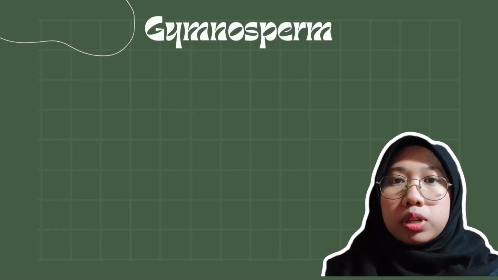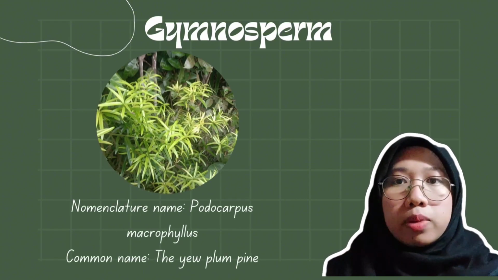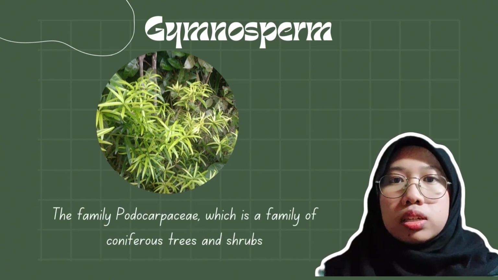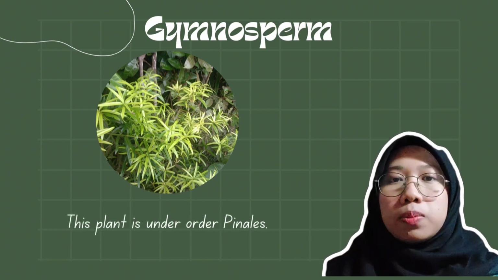There is 1 gymnosperm species that has been found during the trip. That is Podocarpus macrophyllus, commonly known as the yew plum pine. It belongs to the family Podocarpaceae, which is a family of coniferous trees and shrubs. This plant is under order Pinales.